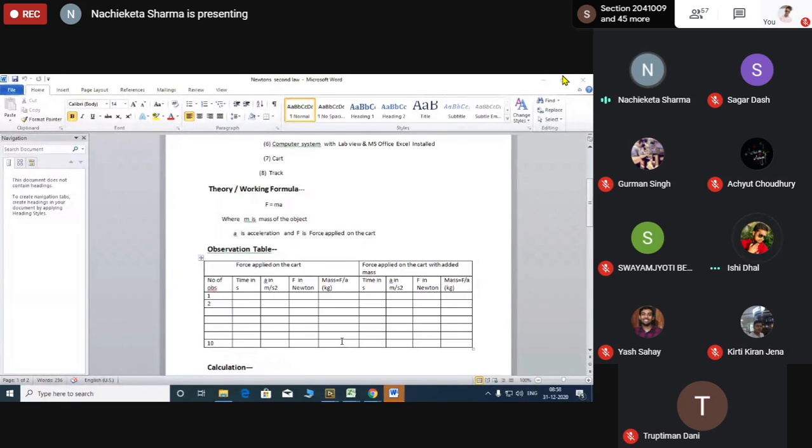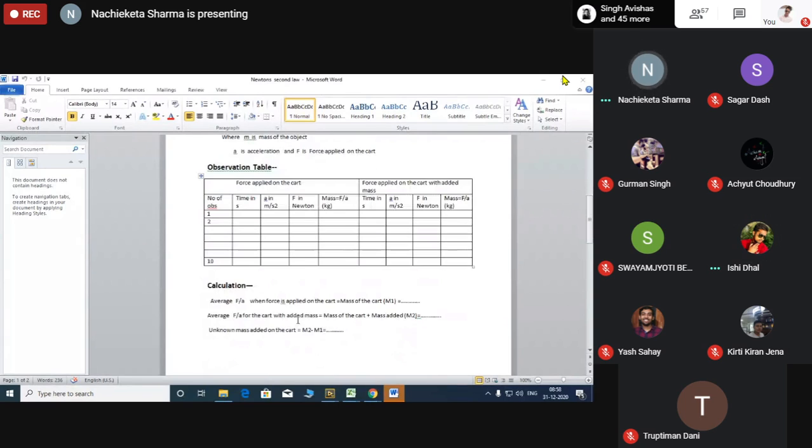Done. Then do the calculation part. Average F by A when force is applied on the cart is the mass of the cart M. Average F by A for the cart with the added mass, the mass of the cart with the added mass, minus M, adding this thing.